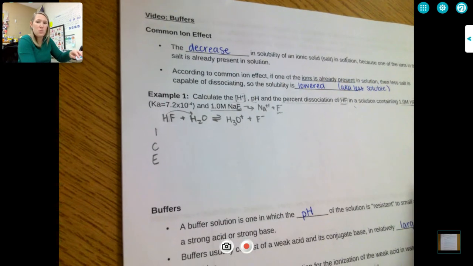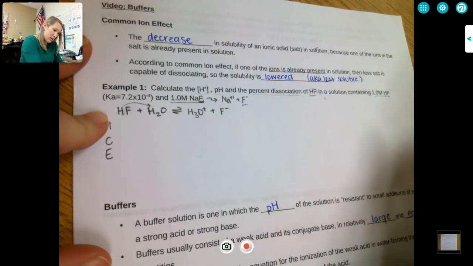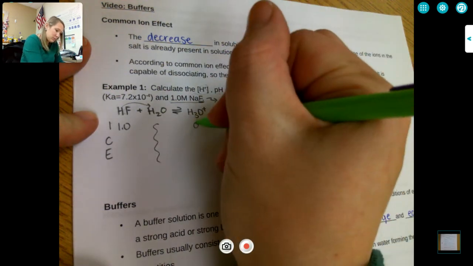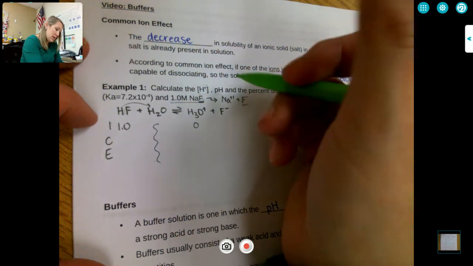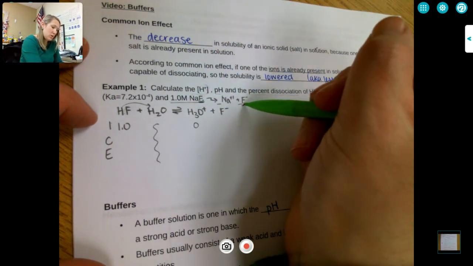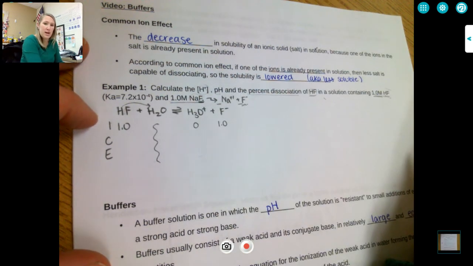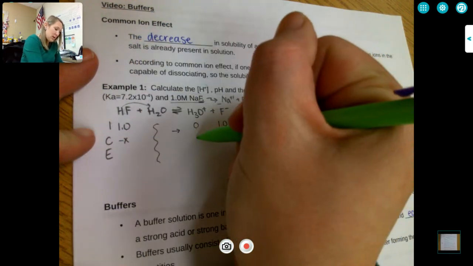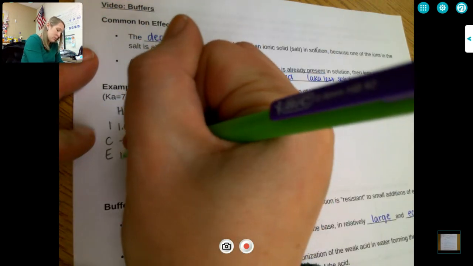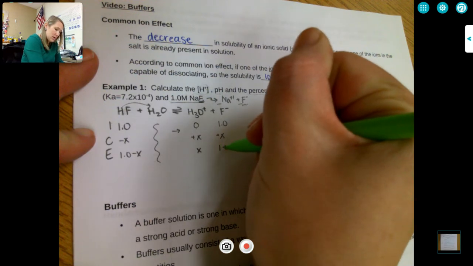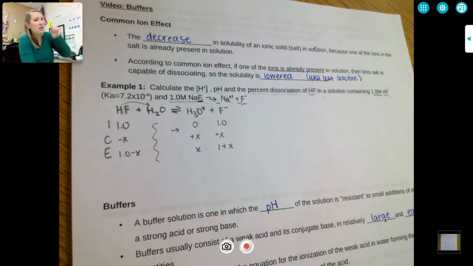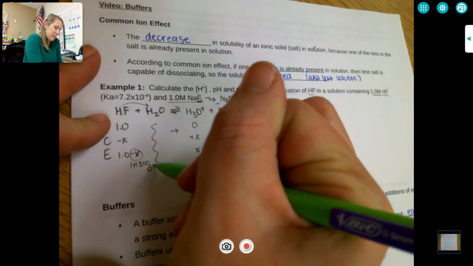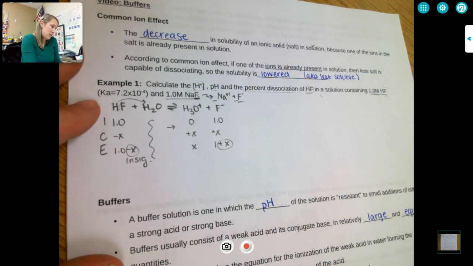We're going to have an ICE chart because this is a weak acid in solution. So we are starting with 1 molar hydrofluoric acid. Water is a liquid, so it doesn't count. It hasn't dissociated yet, but we also, in our solution, have sodium fluoride, which is a 1-to-1 ratio of sodium and fluoride. So I also have 1 molar fluoride ions in my solution. I don't have any of my hydronium, so I'm shifting to the right. Change: X, X, X. Equilibrium: 1 minus X, X, 1 plus X. And then remember, because this is a weak acid, so it doesn't dissolve fully, these X's are considered insignificant. That's going to make our math just nicer.